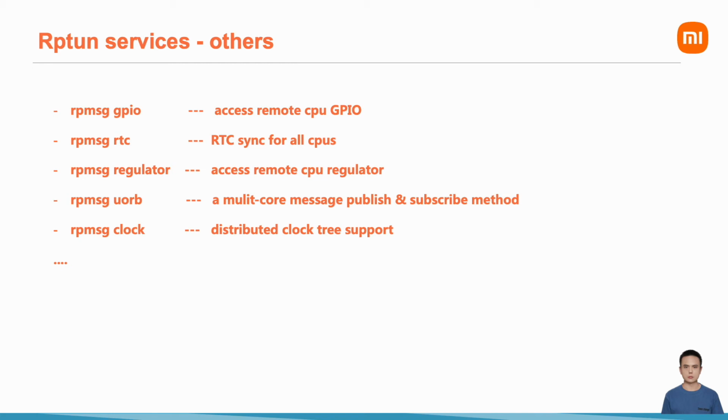Rptun services like rpmsg GPIO, access remote CPU GPIO. rpmsg RTC is used for RTC sync for all CPUs. rpmsg regulator is used for access remote CPU regulator. rpmsg ORB is used for a multi-core message publish and subscribe method. rpmsg clock has distributed clock tree support.